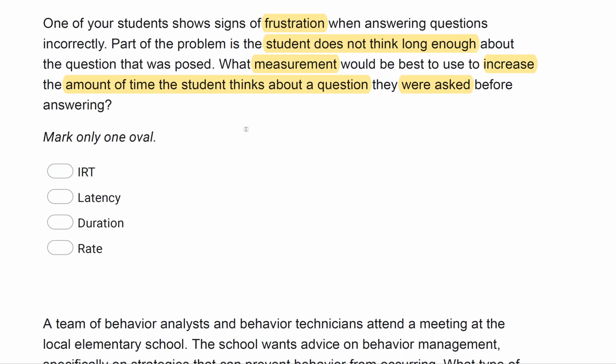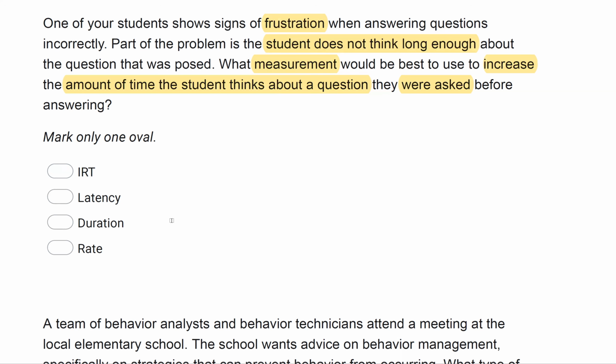So why isn't it duration? Because we're not measuring specifically how long the student is thinking out of context, right? We're measuring really the time in between question being asked and then the student responding, right? Because we want to increase the amount of time the student thinks about a question. If we're just measuring thinking without any context, we're not really specifying when we want to increase that thinking. So if you have an SD and then a target response, and you're measuring the time in between that SD and the response, latency is going to be a better unit of measurement.